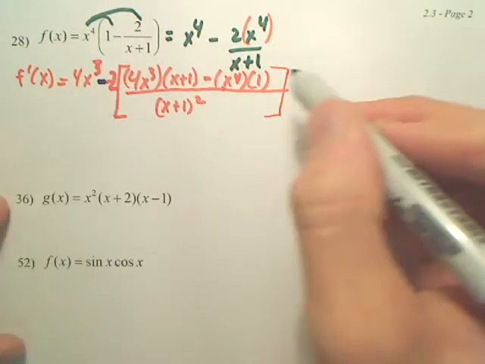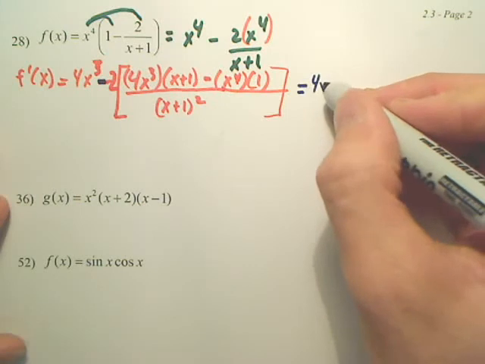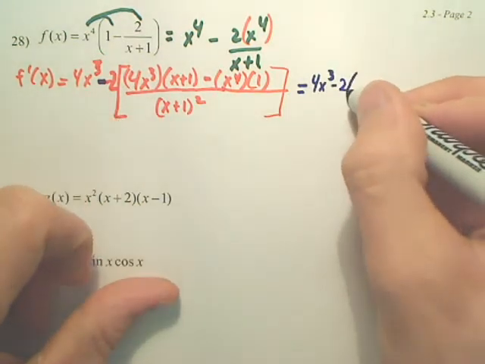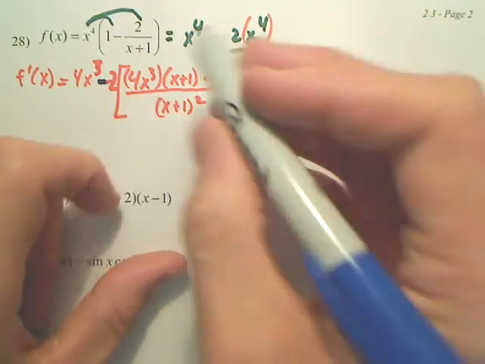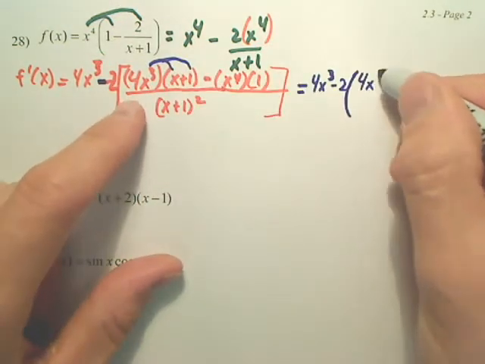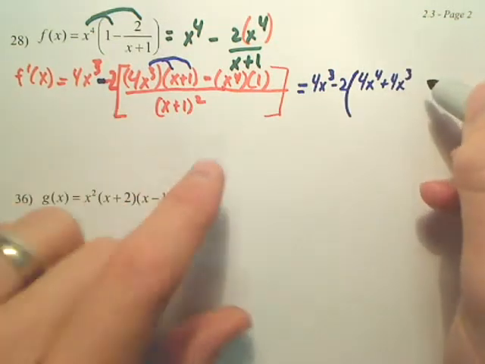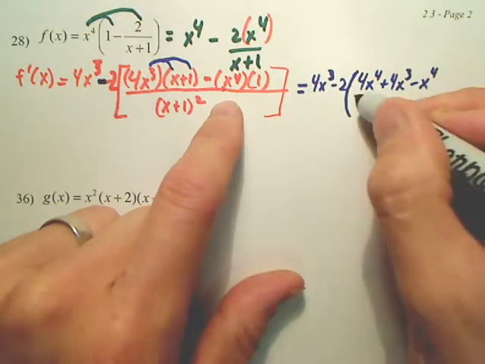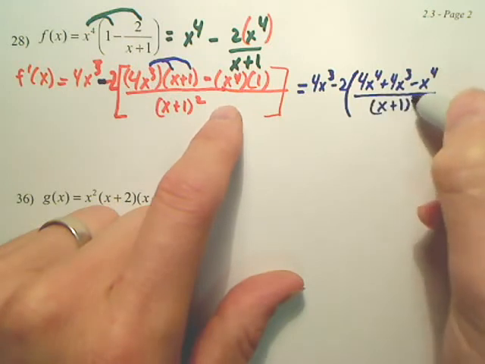So it looks like we now have 4x cubed minus 2 into parentheses. We're going to have to distribute the top here. Looks like it gives us 4x to the fourth plus 4x to the third. And here it's minus x to the fourth over, leave the x plus 1 squared. You don't want to FOIL the bottoms out, usually.